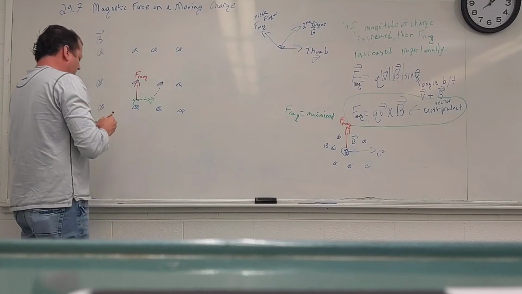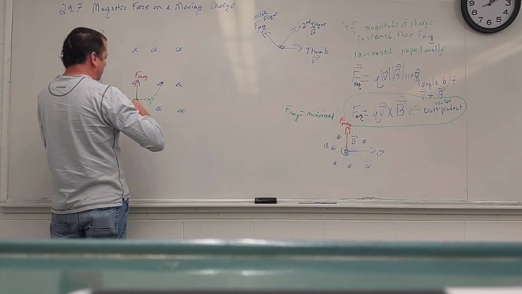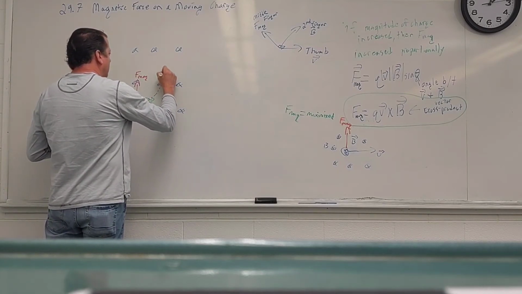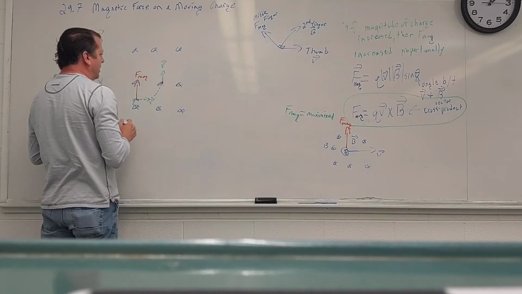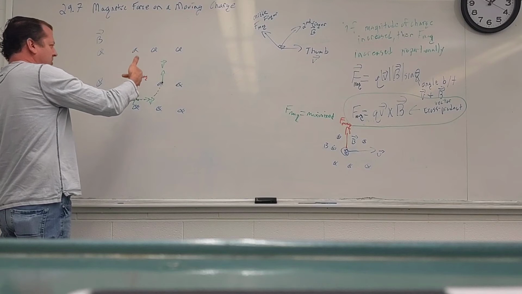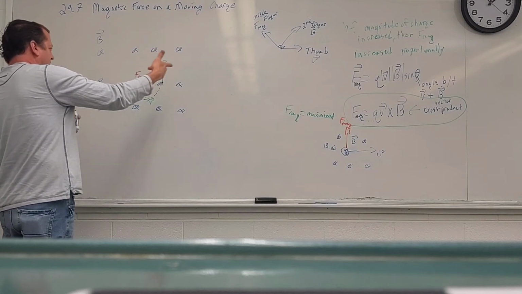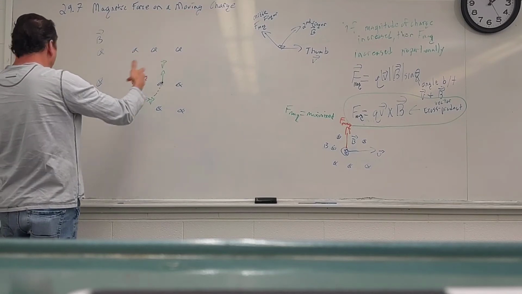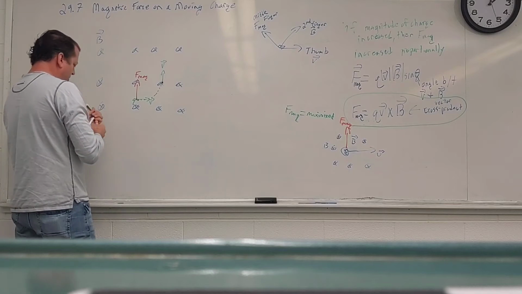Now what about here? At this point my velocity vector is this way, B field into the board, and the force is now to the left.